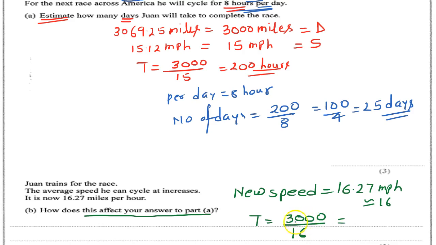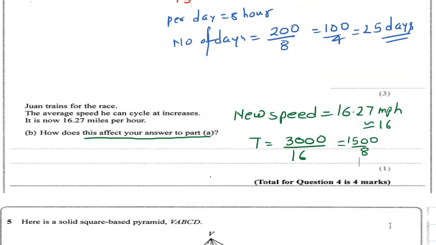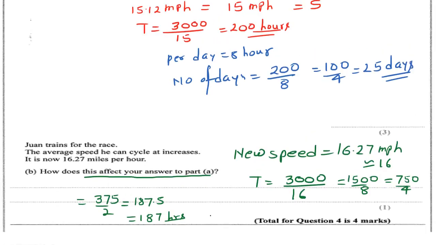So 3000 divided by 16. As it is a non-calculator paper, let's do half of 3000, which is 1500, and this is 8. Now we can do half of 1500, which is 750 divided by 4. Then half of 750 is 375 divided by 2, and half of 375 is 187.5, so nearly 187 hours. Yeah, so in the previous part there was 200 hours.